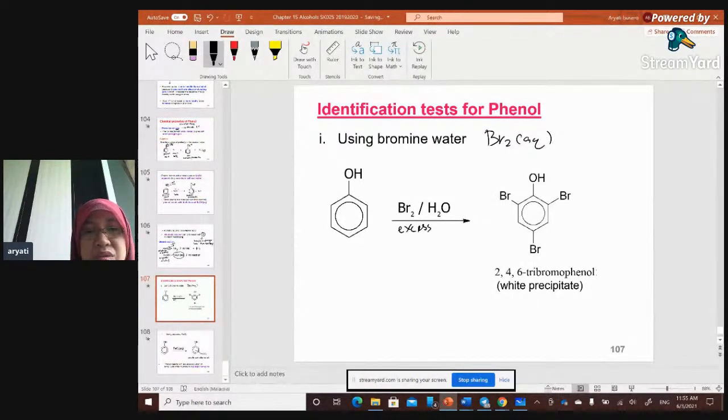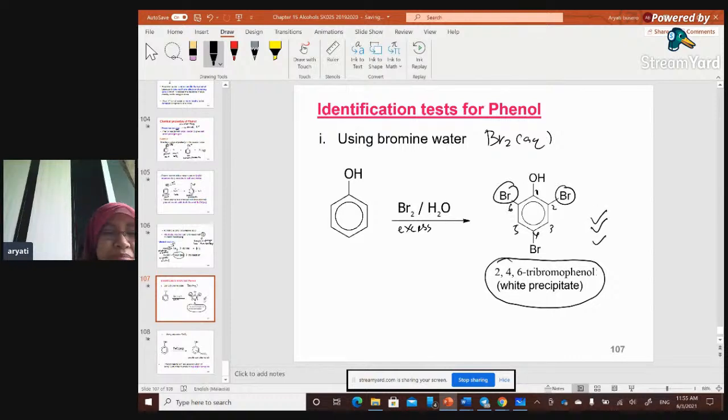So dia akan masukkan bromine pada kedudukan ortho para. So ortho ialah 1, 2, 3, 4, 5, 6. So this one is ortho and para. So dia akan jadi 2,4,6-tribromophenol. So the structure of 2,4,6-tribromophenol gives the white precipitate. So I want you to write this equation in your lab report.